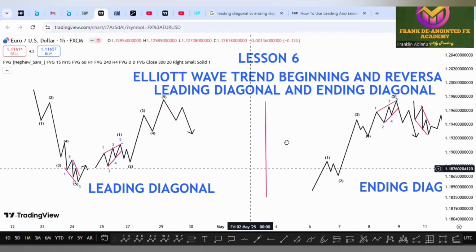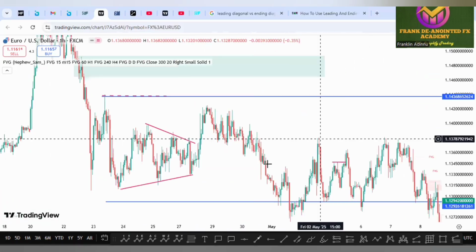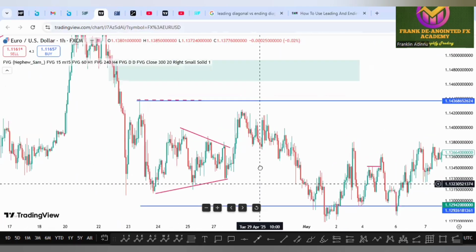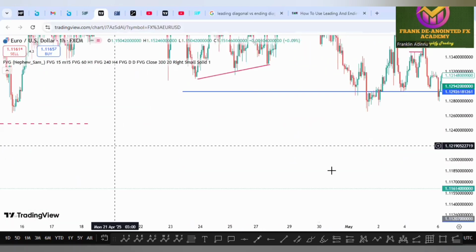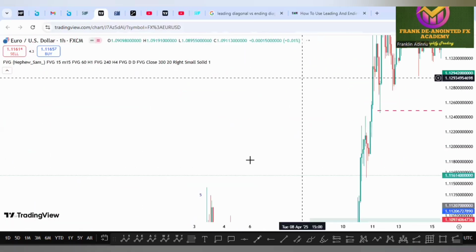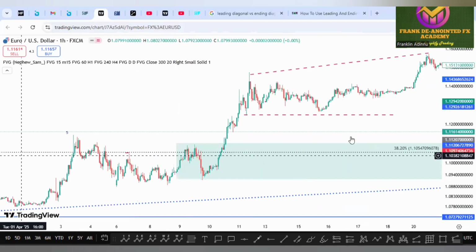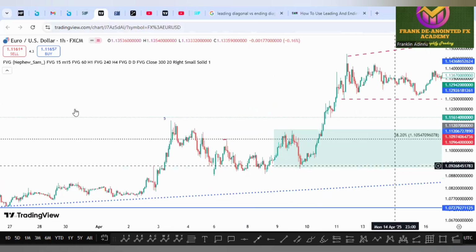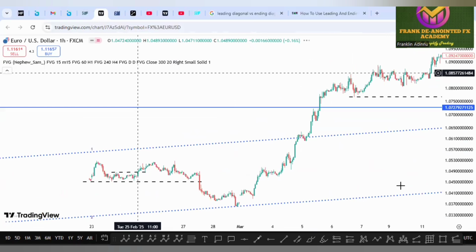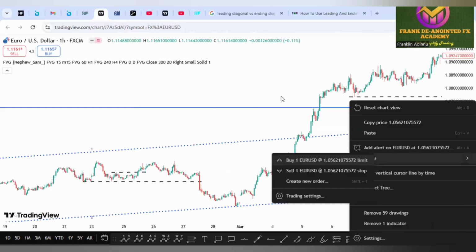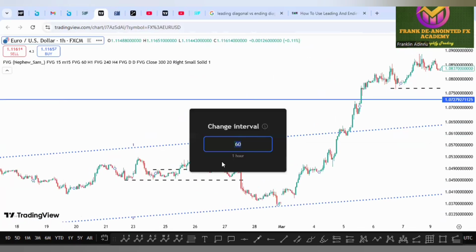Okay, let's go to the chart. I think that will help us a little more. Let me look for a diagram. I think I found one. Was it in this pair the other time? Wait, maybe it was on the 4 hour time frame. Oh, 4 hour time frame, so I can get it easily.